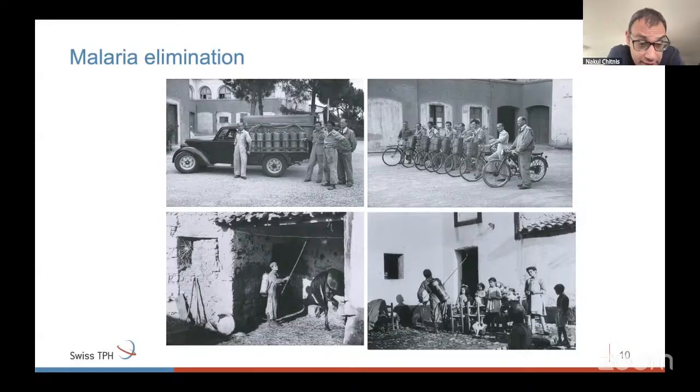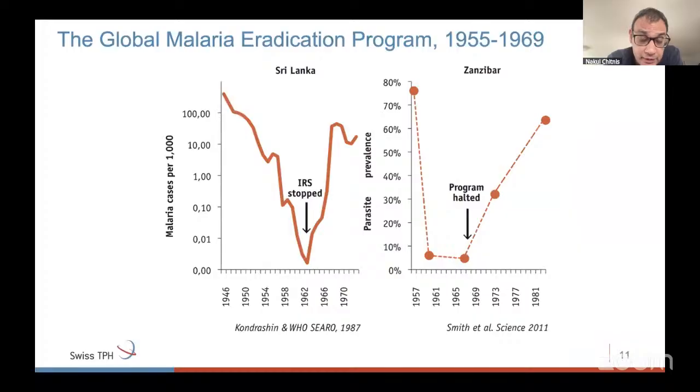And some of the thinking here was very smart because they realized that over time, the mosquitoes would become resistant to DDT, so continuing to spray would not work. So the idea was to really overwhelm the mosquitoes, eliminate malaria, and then stop the interventions. This worked very well in many places, but it also didn't completely eliminate malaria in many places.